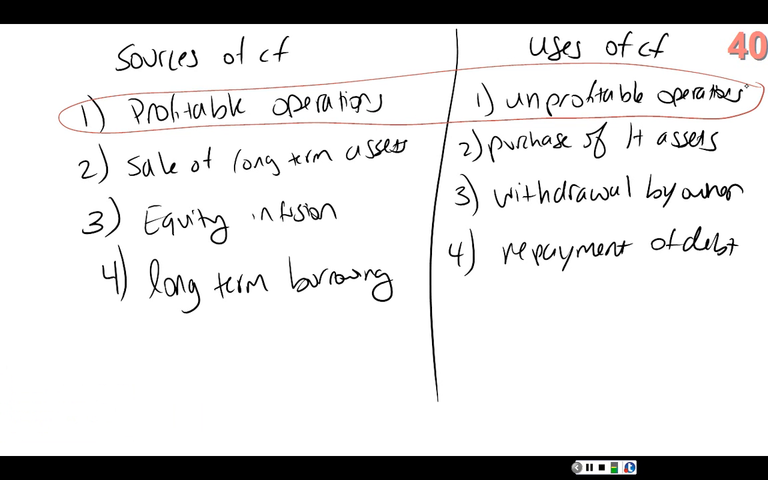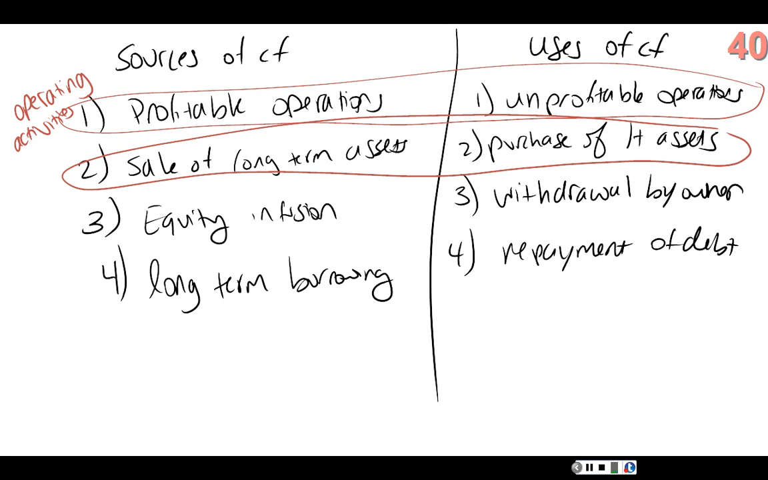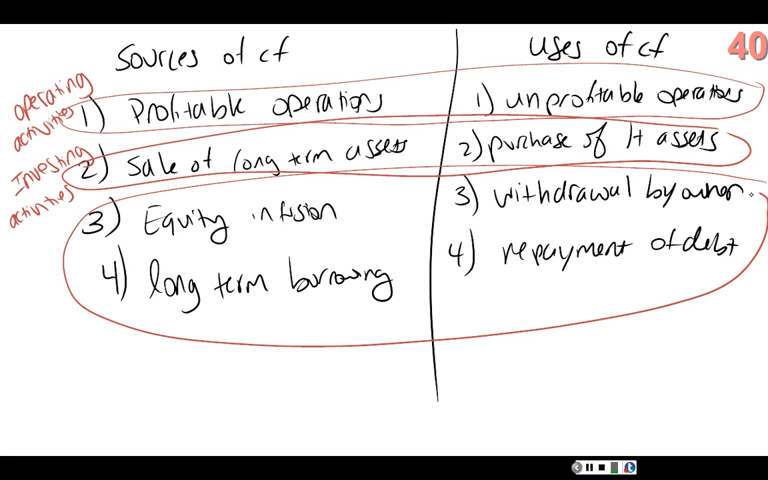So profitable and unprofitable operations are considered operating activities. The purchase and sale of long-term assets are considered investing activities. And finally, numbers 3 and 4, equity infusions and withdrawals, long-term borrowing and repayment, are considered financing activities. So operating activities, cash flows from those, are cash flows that arise from normal operations.